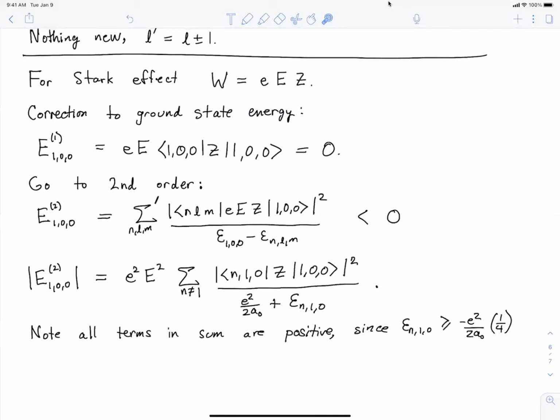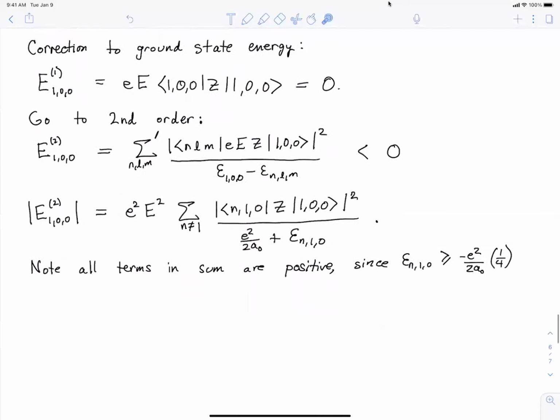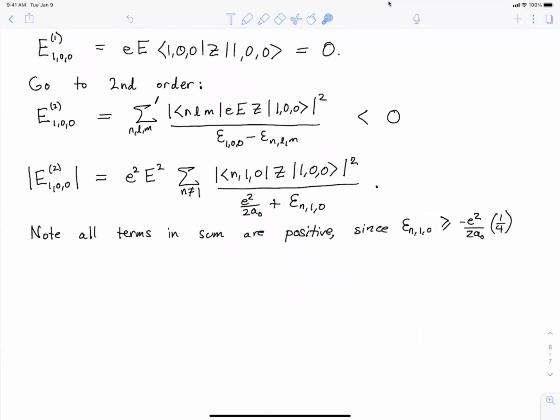So what that means is we can get a bound. This will be larger than what we would get if we only included the n equals 2 term. So we can certainly say that if we just threw away everything else and just looked at the n equals 2 term, it's got to be greater than that because all the other terms are the same sign.